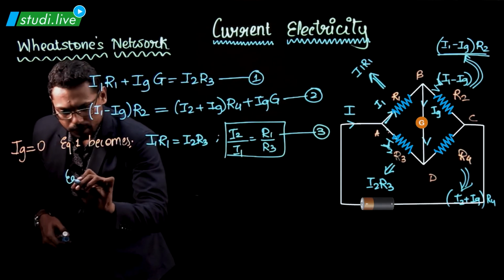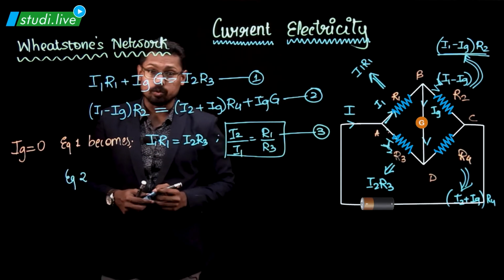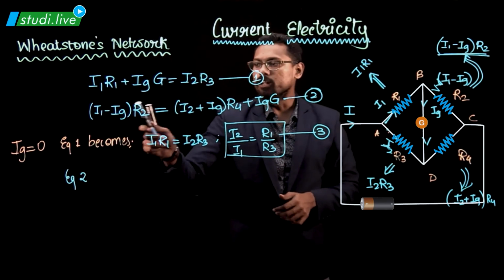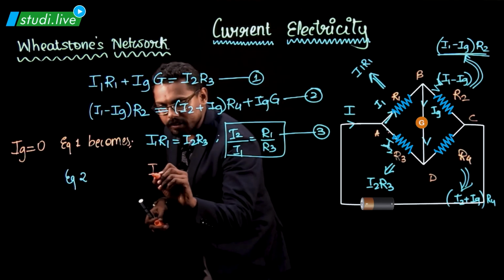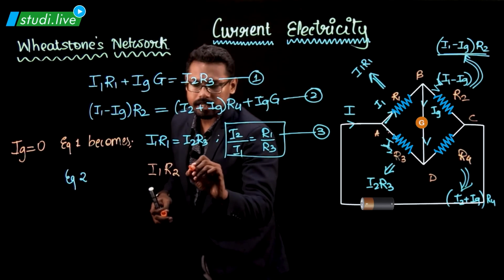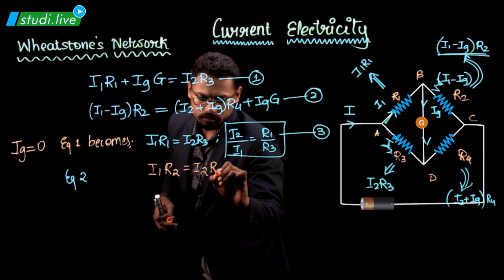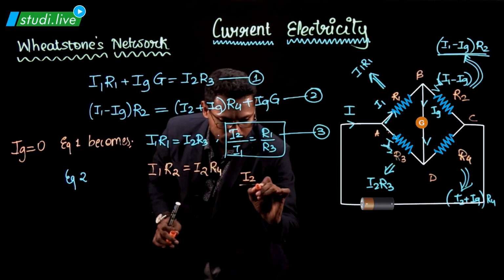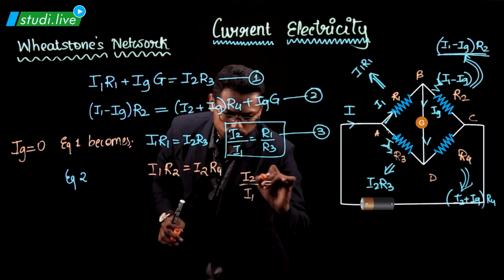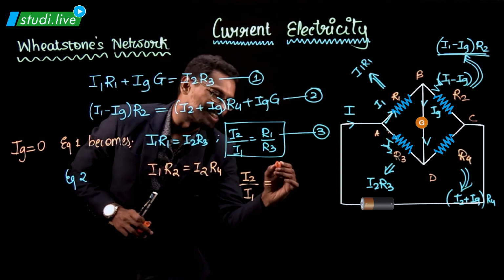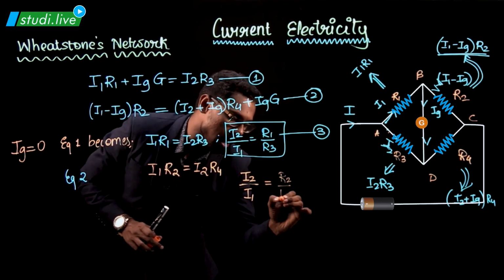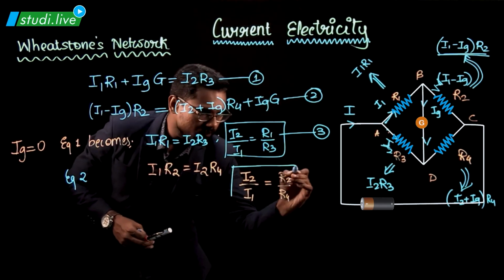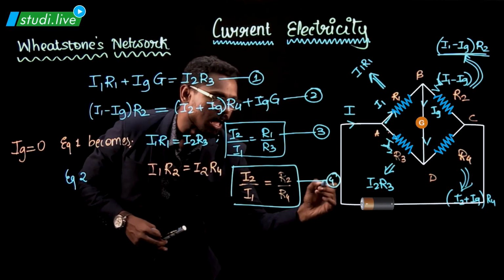What happens if I substitute Ig as 0 in equation number 2? If I substitute Ig as 0 in this equation, here I am going to only have I1R2, and on this side I am only going to have I2R4. And if I decide to calculate I2 upon I1 again, so I2 divided by I1 becomes equal to, what is it? Yes, R2 divided by R4. So let me just box this and equate equation number 3 and 4.